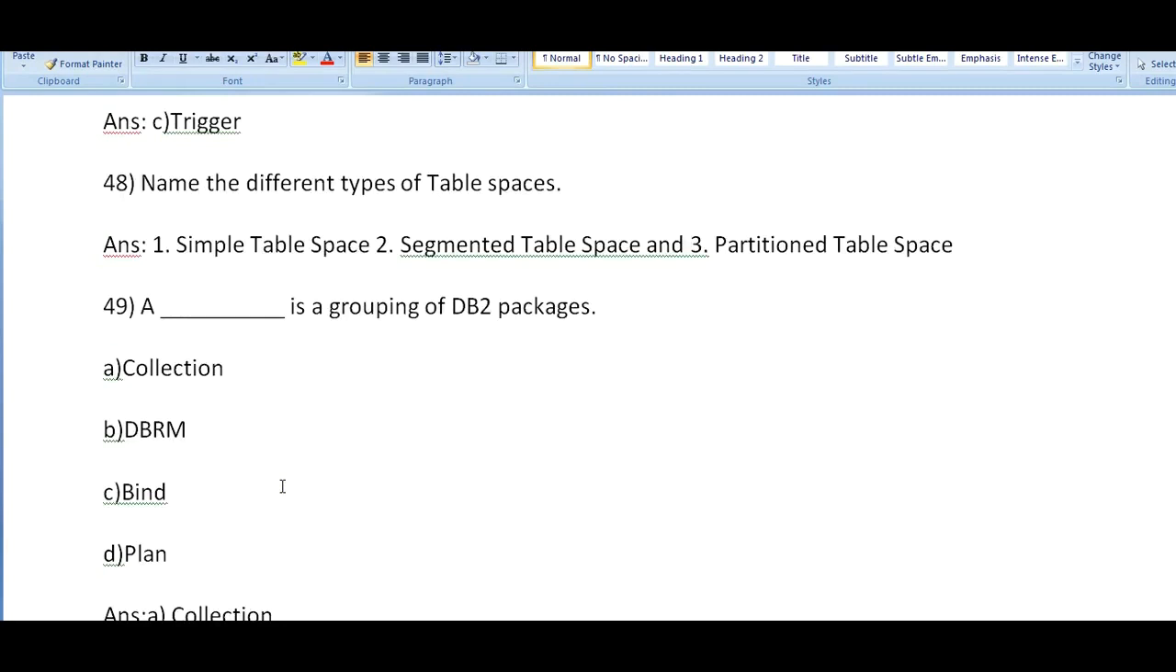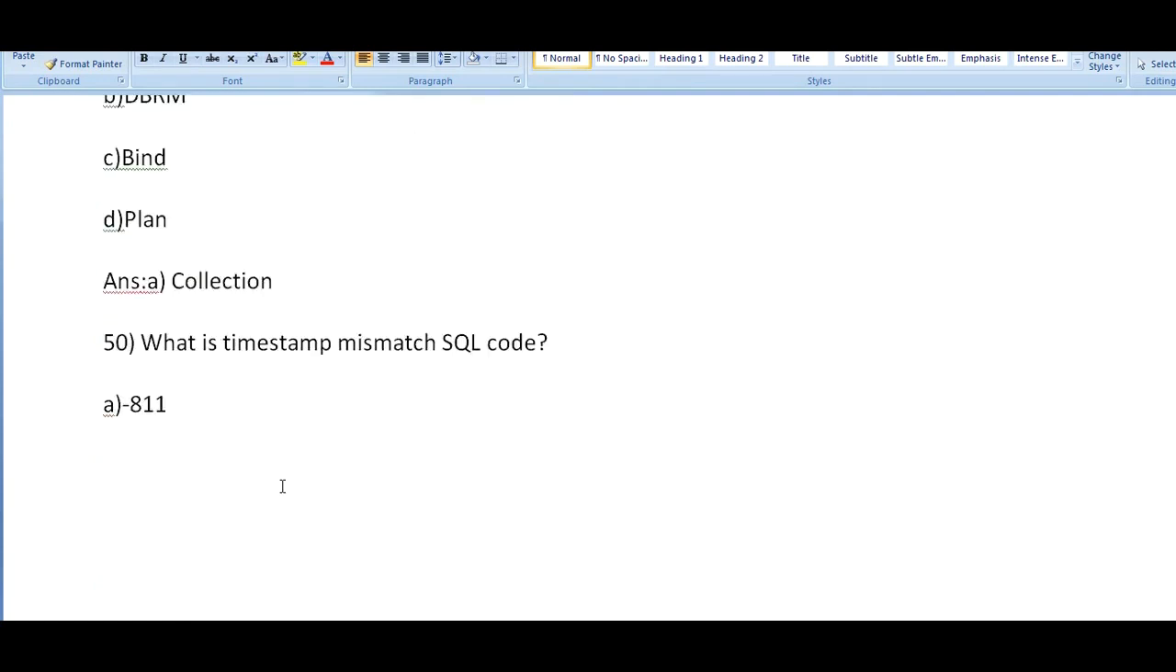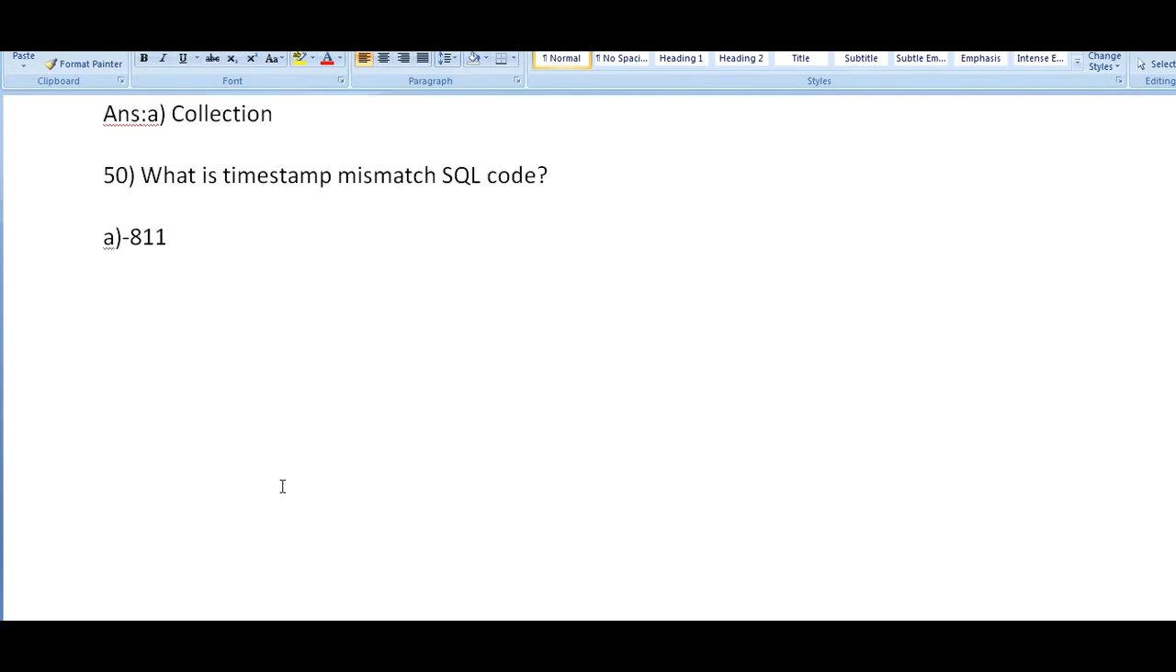Dash is a grouping of DB2 packages. Collection is a grouping of DB2 packages. What is the timestamp mismatch SQL code 8111? I missed the options. I would leave it for you to tell the answer.